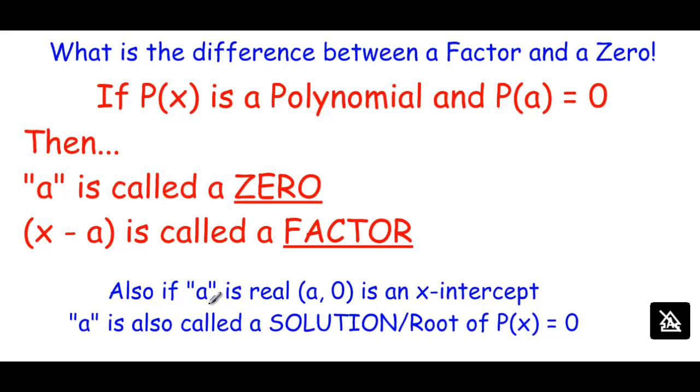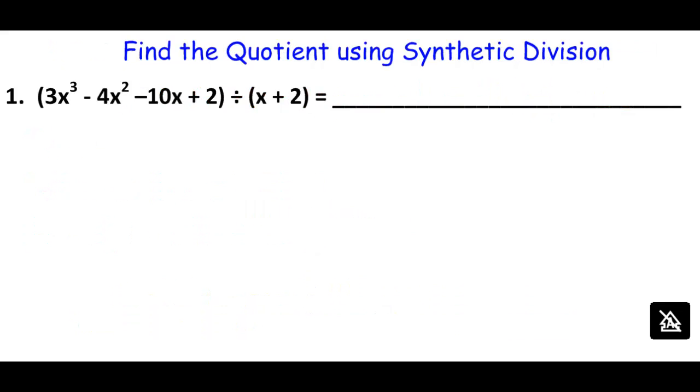And just as a side note, if a is a real number, then we can put a comma 0, our input and our output, as an x-intercept. If a is not real, if it's an imaginary answer, we can't call it an x-intercept. X-intercepts only deal with real terms. A is also called a solution or a root of p of x equals 0. And again, we get a solution when we solve and set it equal to 0. So those are some of the words we're going to talk about throughout this chapter: zero, factor, solution, root, and x-intercept. So let's go through a couple of examples.